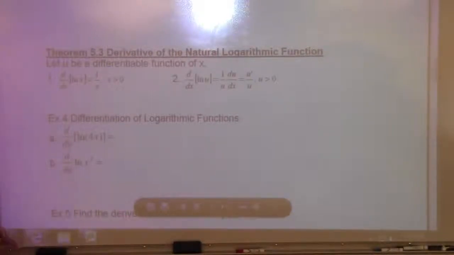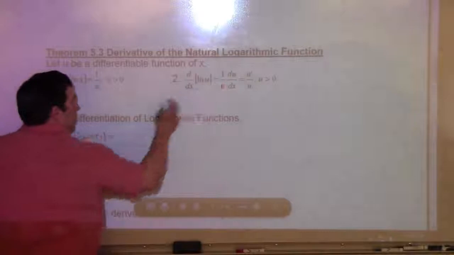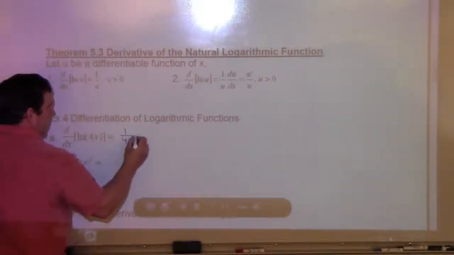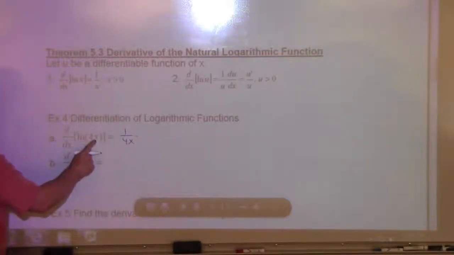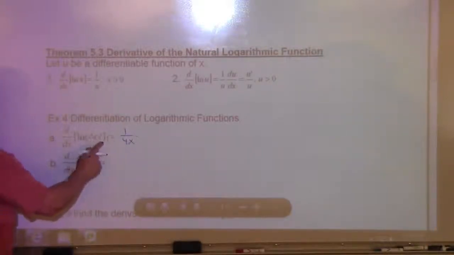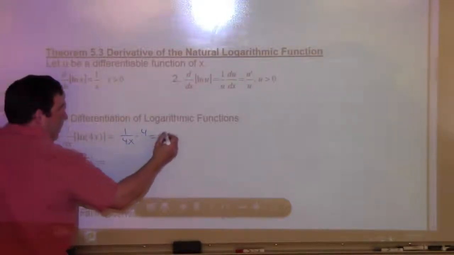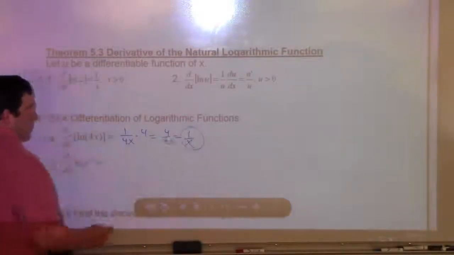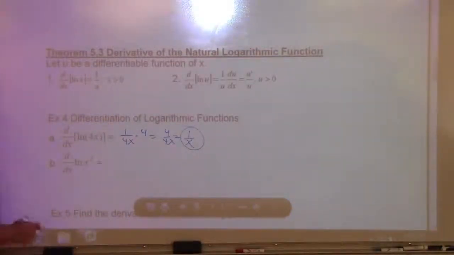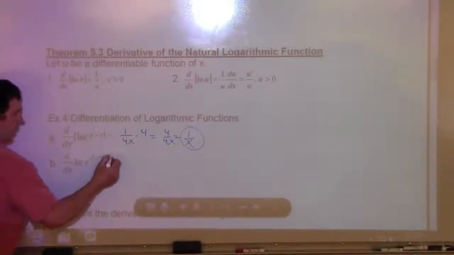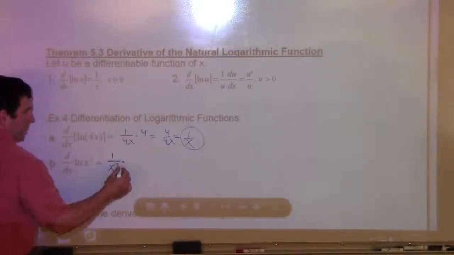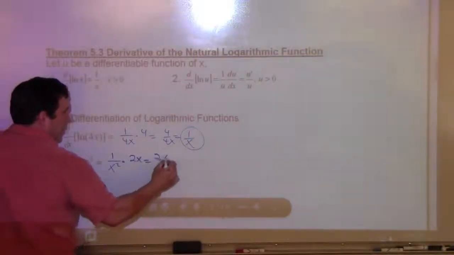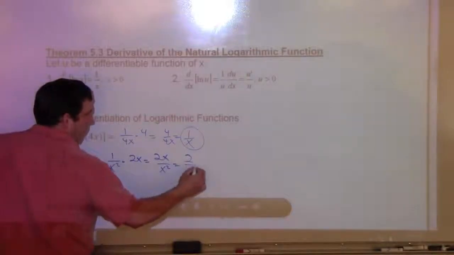d/dx of natural log of 4x will follow this case here. It's going to be 1 over 4x times the derivative of 4x. That's just going to be 4, which is 4 over 4x, which just gives us 1 over x. d/dx of natural log of x squared is 1 over x squared times the derivative of x squared, that's 2x. So we have 2x over x squared. That's just going to be 2 over x.